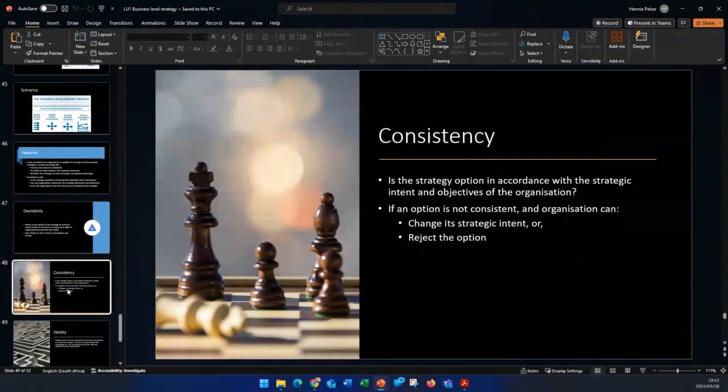Consistency, yeah, it really is the fact that a consistent strategy is one that is perfectly aligned with the vision, the mission statement, the long-term objectives, and also the sub-objectives. So a consistent strategy is something that, if you achieve it, will ultimately take you to your long-term objectives, your vision, your mission, your strategic intent.